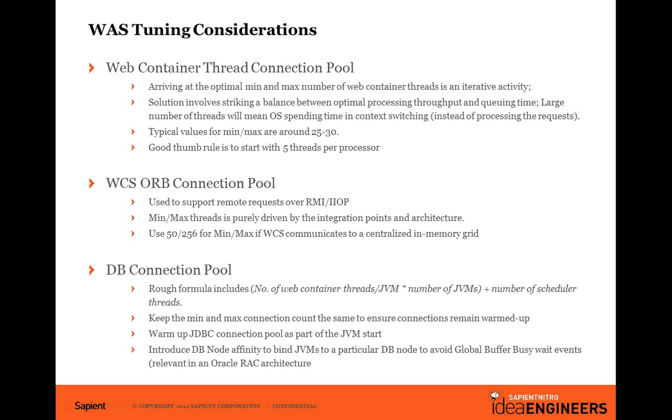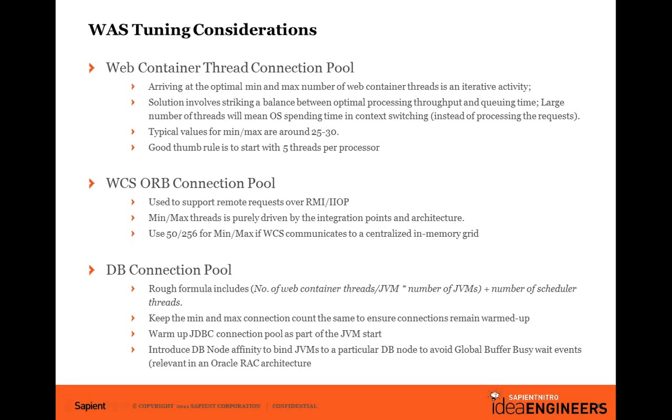The next one is your WebSphere WCS ORB connection pool. Important only if you're doing a lot of remote requests using RMI. Default values are like 50/50, I believe. You can set it to anything higher based on how many requests you need through an RMI call. Just make sure this doesn't become a bottleneck, because if it does, you won't even realize; you will think that your thread is slow, but it's actually getting all accumulated here.